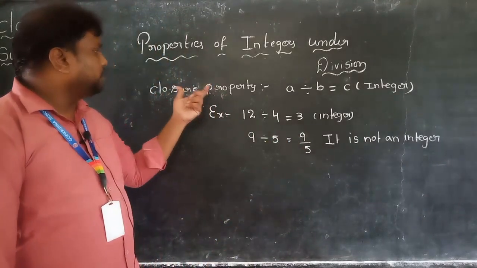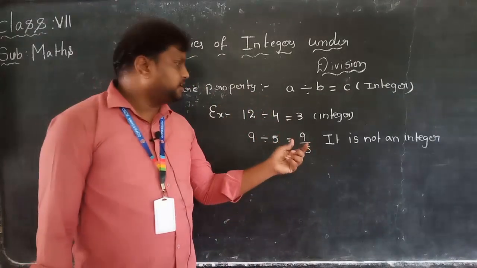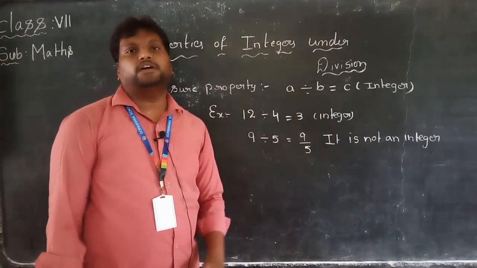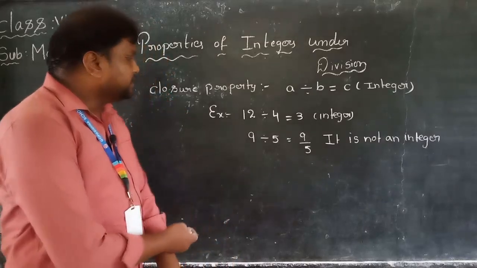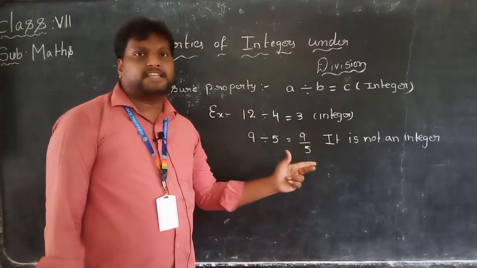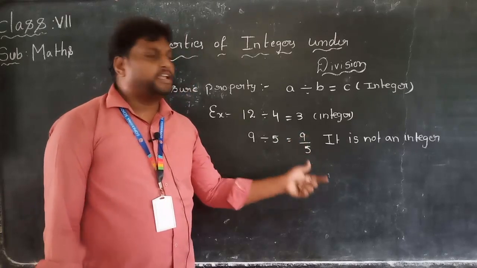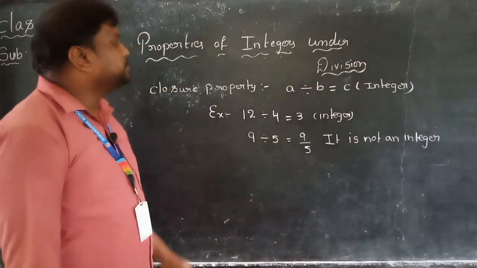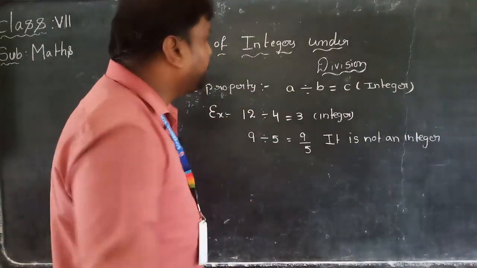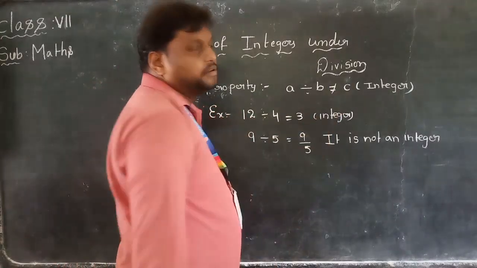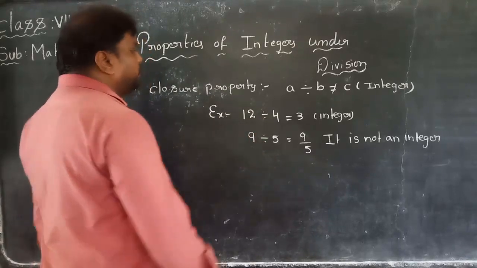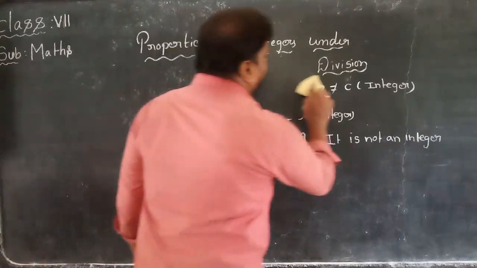Okay, the closure property under division is applicable in some cases only, but not for all cases. Why? Because see, 9 divided by 5 is not possible to divide or cancel. We got a fraction. That's why this property is not applicable for the division operation. It will not always be an integer; only in some cases will it come as an integer, not for all cases. Next, commutative property.